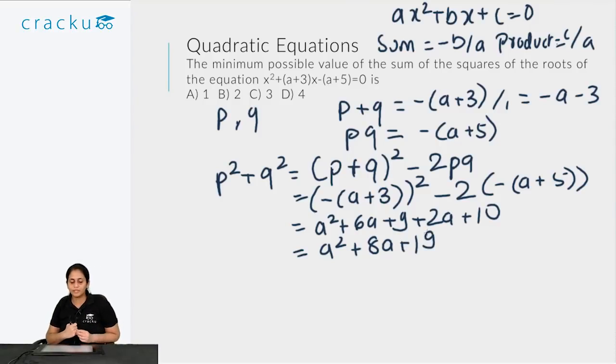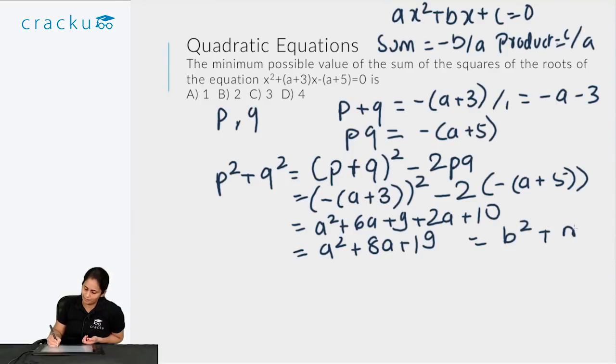Now I have to find the minimum value of this. There are two ways to find the minimum value. One way is to express this as some square, say b square plus m, and since b square is a perfect square of a real number, it will be non-negative. So the minimum possible value of b square in such cases would be 0, and then the minimum value is m. That is one way to solve.